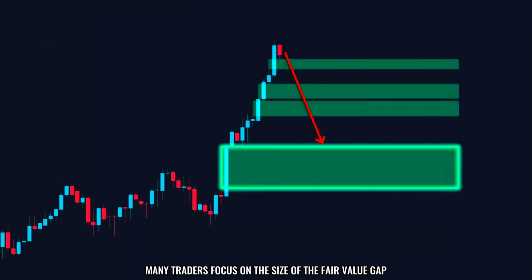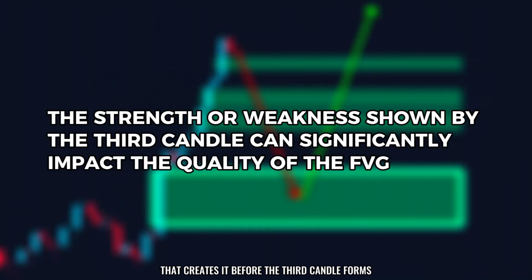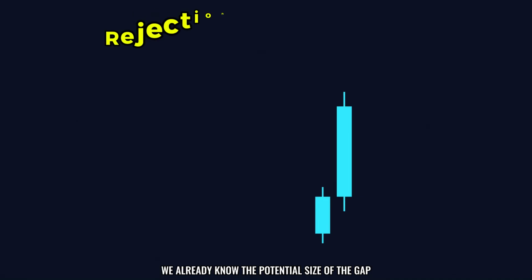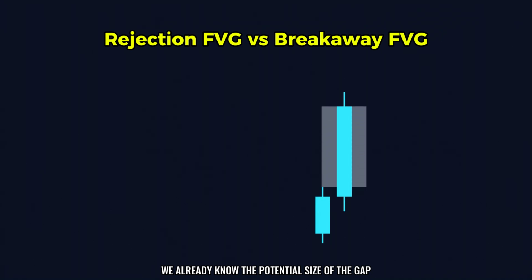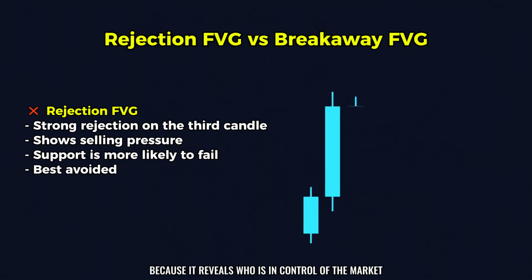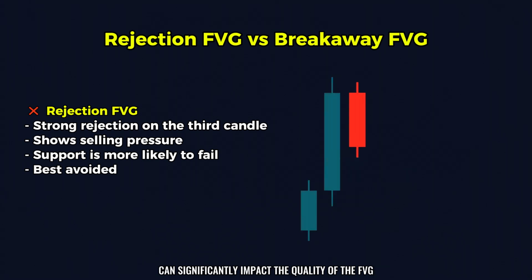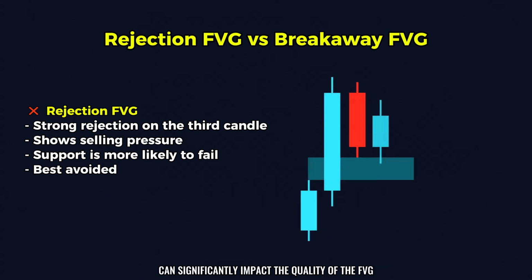Many traders focus on the size of the fair value gap, but the most important element is actually the third candle that creates it. Before the third candle forms, we already know the potential size of the gap. However, what really matters is how that candle closes, because it reveals who is in control of the market. The strength or weakness shown by the third candle can significantly impact the quality of the FVG.